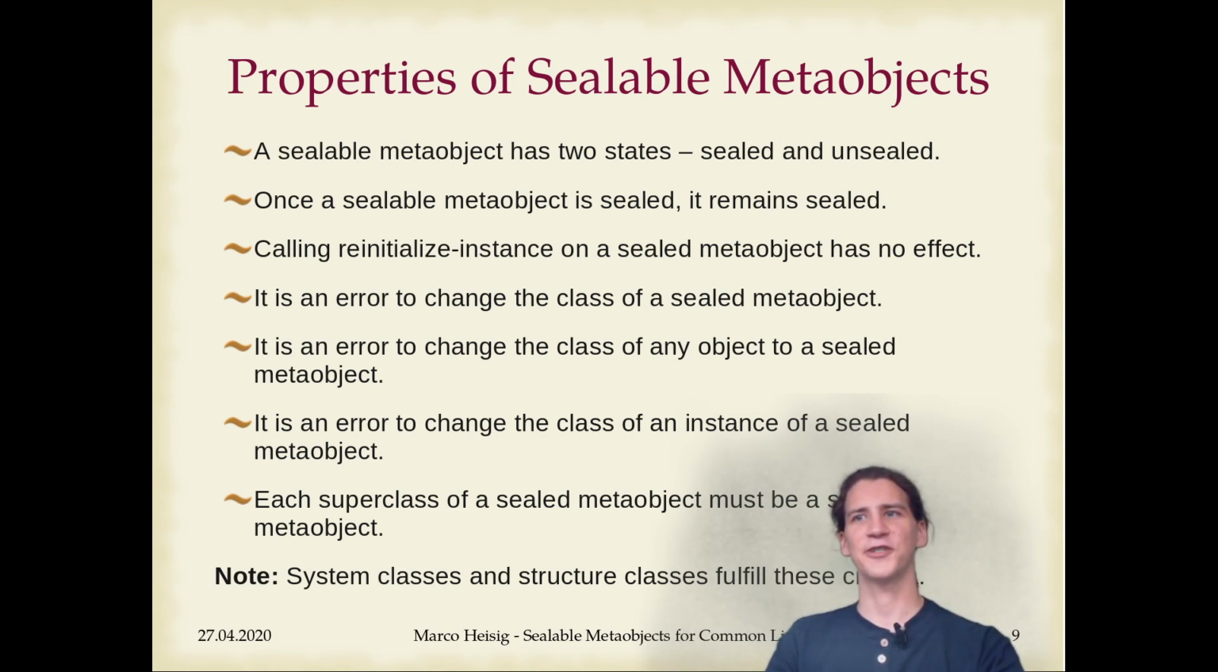It is an error to change the class of a sealed meta-object, and it is an error to change the class of any object to a sealed meta-object. Furthermore, it is an error to change the class of an instance of a sealed meta-object, and each superclass of a sealed meta-object must be a sealed meta-object itself. Good thing about these properties is system classes and structure classes in Common Lisp automatically fulfill these criteria, and our implementation will treat them as such. This is also the reason why we could just specialize on floats or numbers in the motivation example.